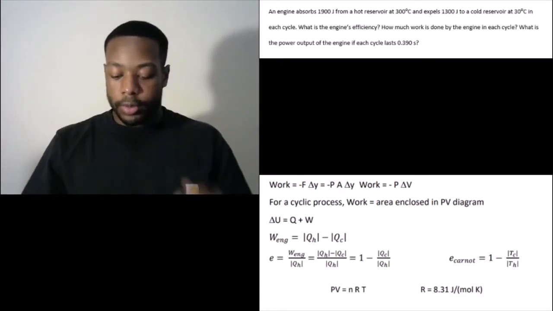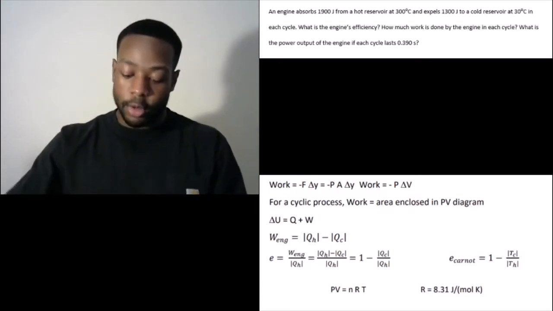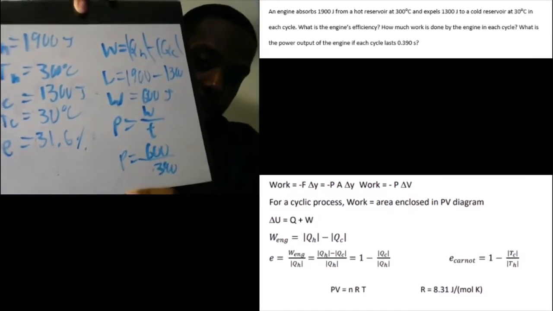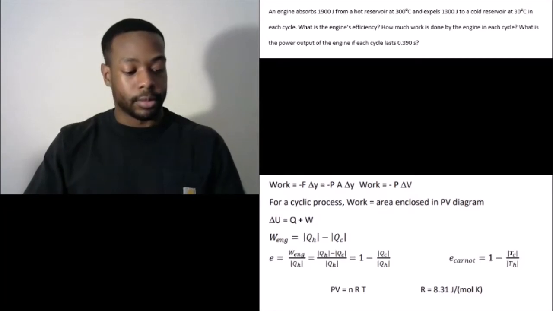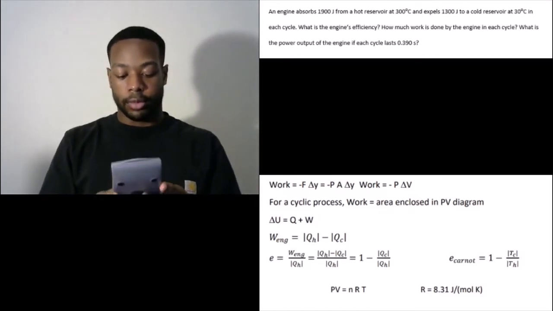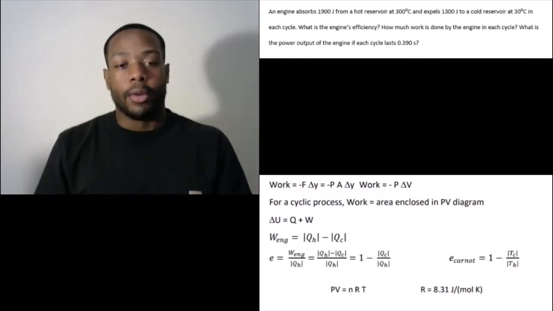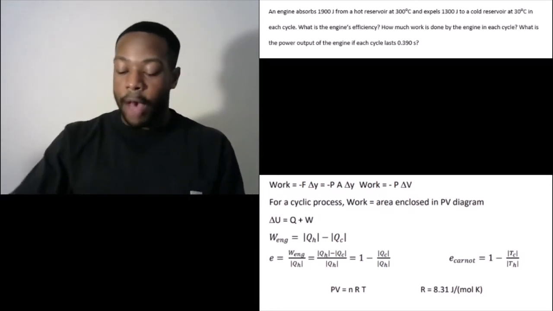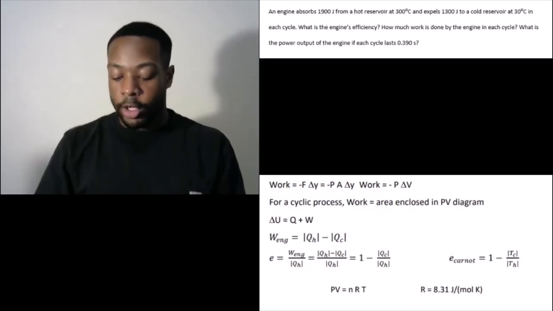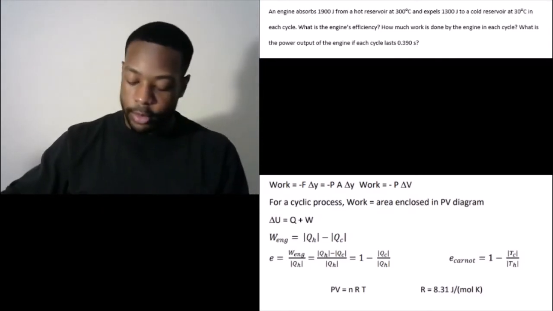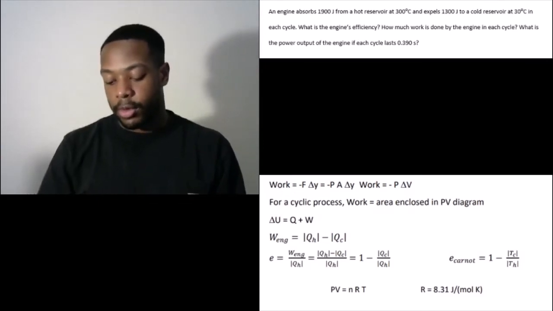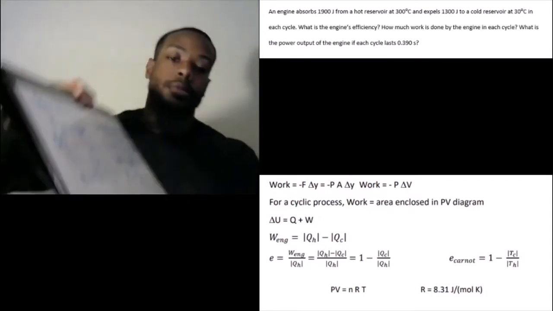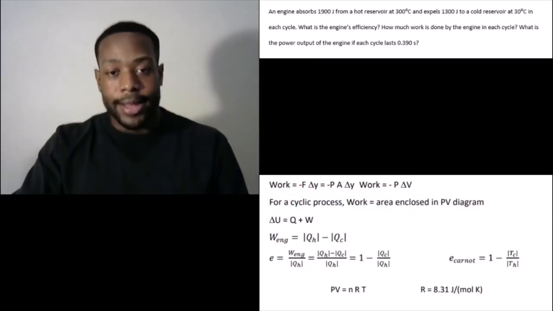Let me show you guys this as well, so you can be totally sure you got what I got. 600 divided by 0.390. I'm getting 1,538. And what's your unit here? Watts. So 1,538 watts. And that is that.